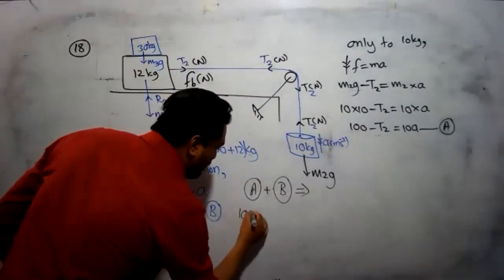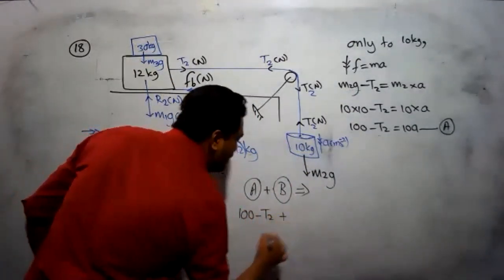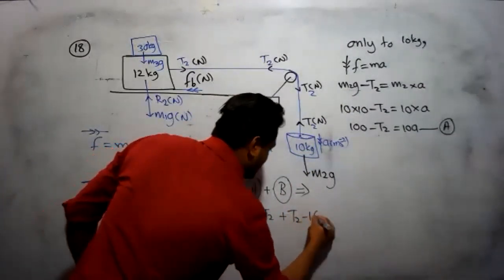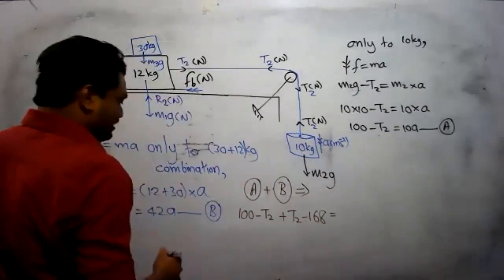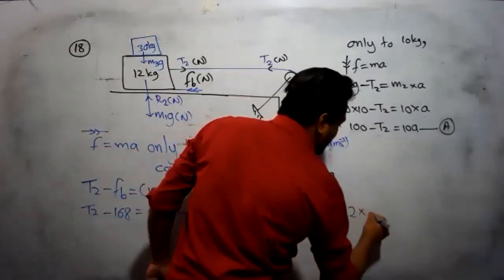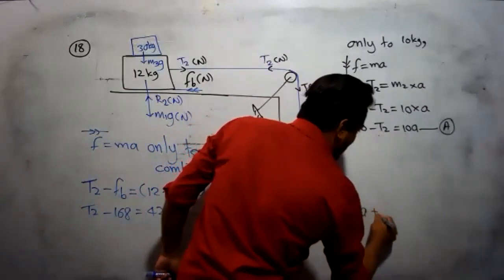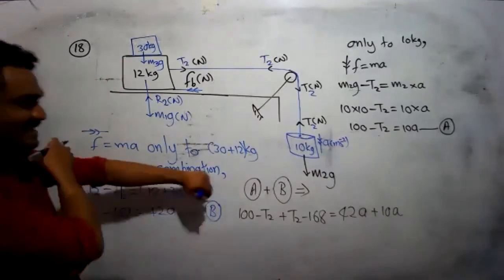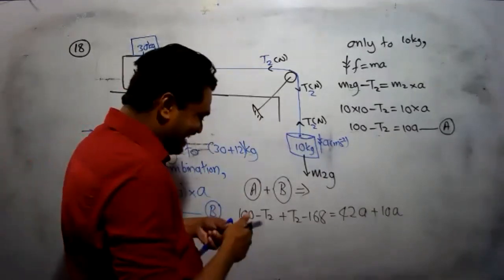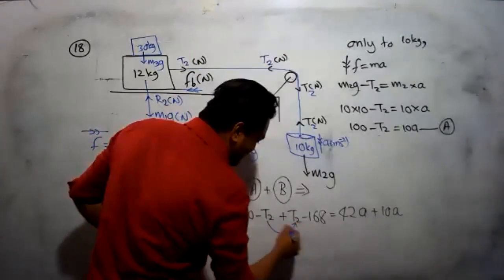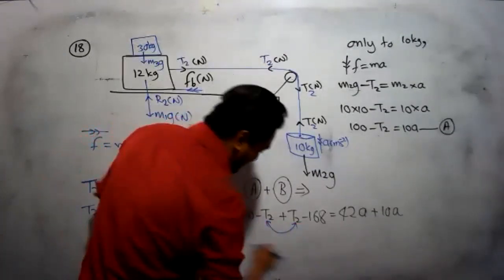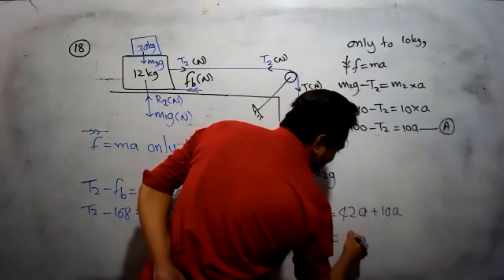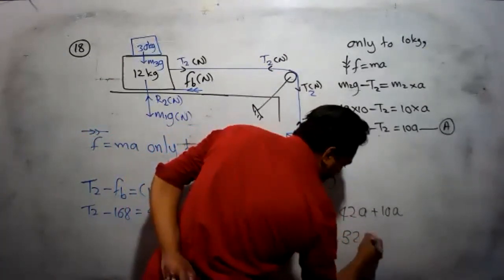Good. So let's add A and B. A is 100 minus T2, B is T2 minus 168 equals 42a plus 10a. So what has happened here? T2 will be cancelled. Minus T2 and positive T2 cancel out, and finally we get 100 minus 168 equals 52a.